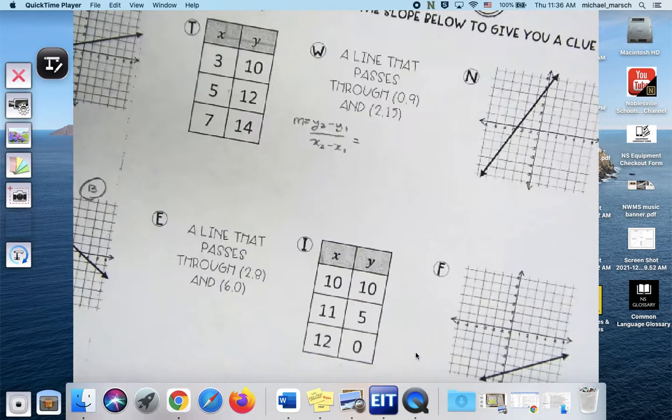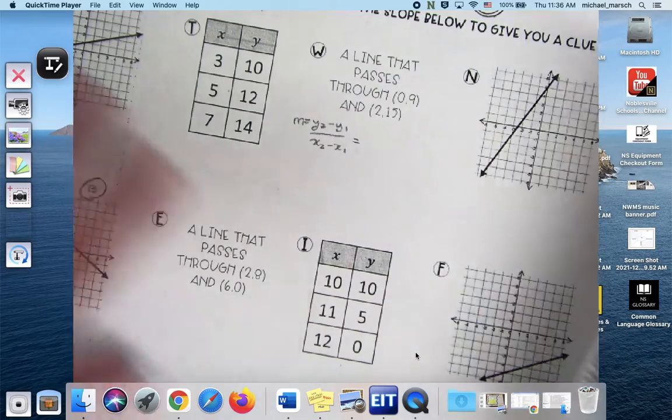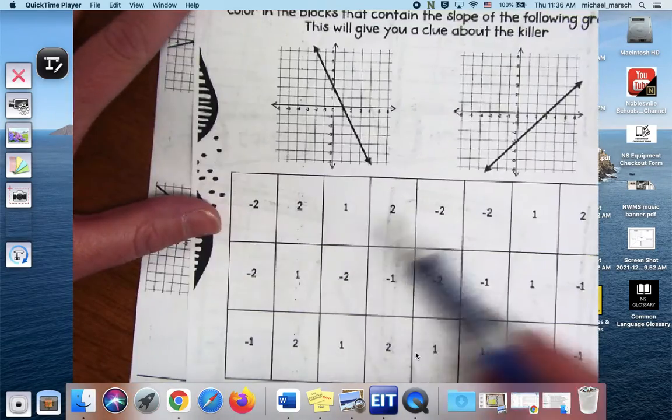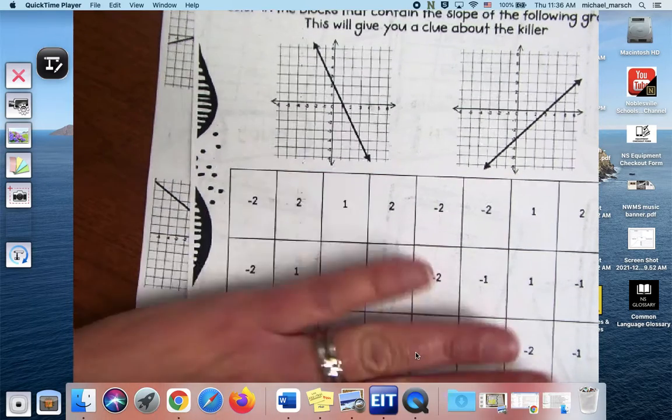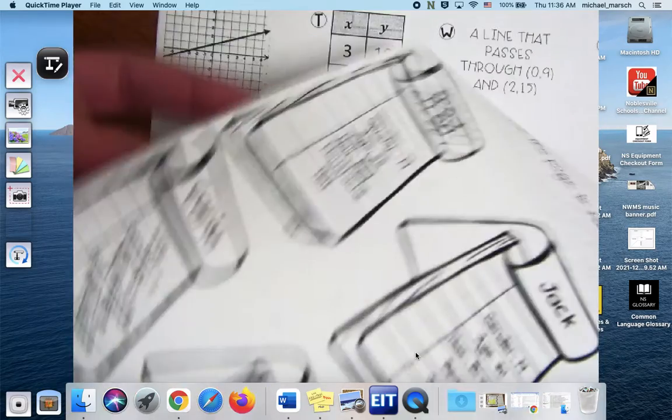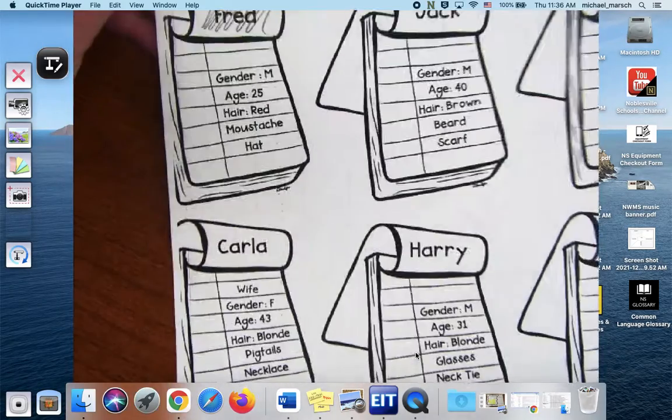And then the last one here, you find the slope, and then you color in whichever numbers match up with the slope, and then whatever image appears will give you a clue. And then all the details about the potential suspects are on the back here.